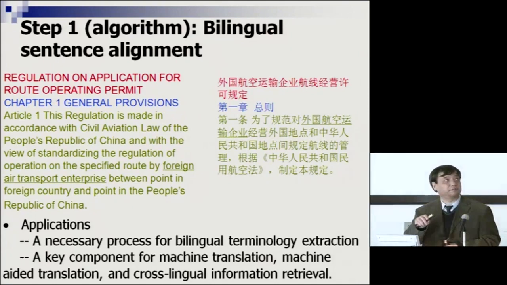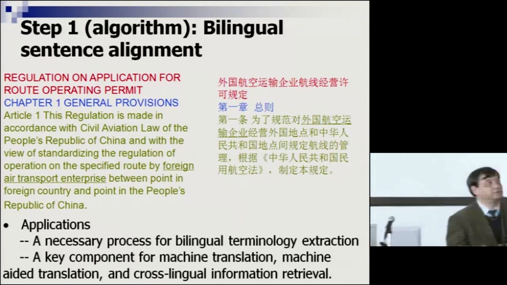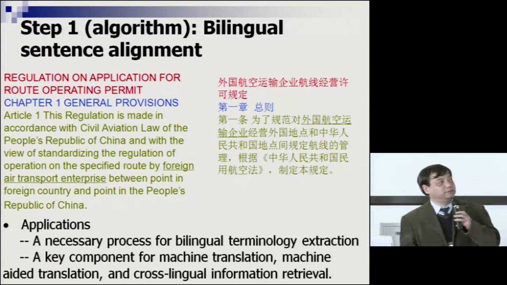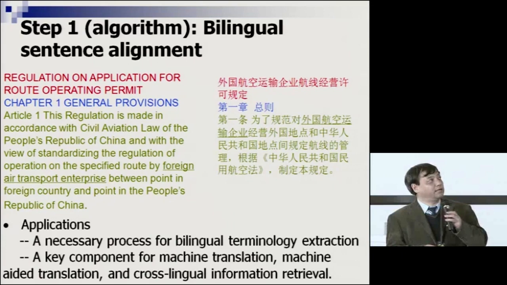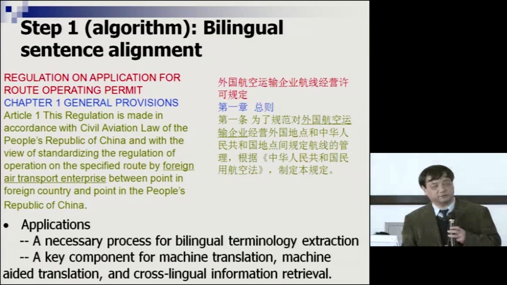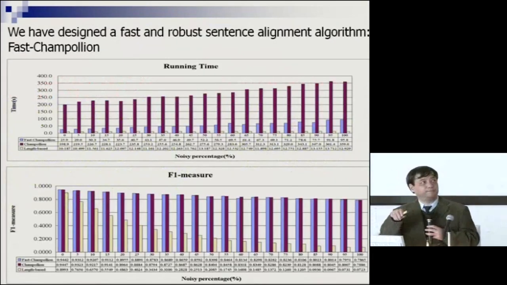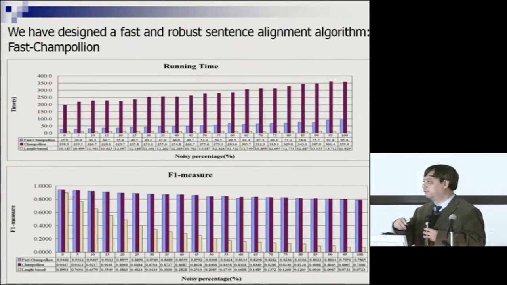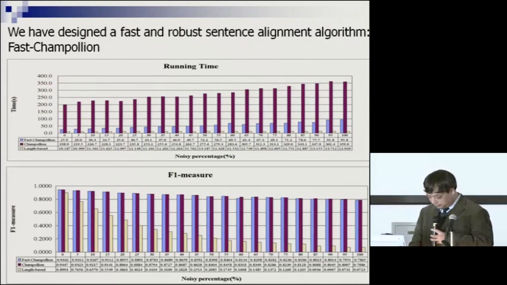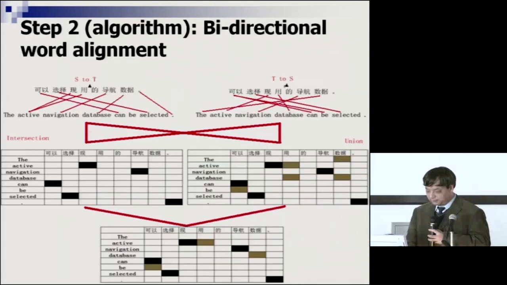Okay, so this is the algorithm. Step one: we do sentence alignment first. This is an article, so we need to design an algorithm that can align sentences one by one, so this sentence to this sentence, and this sentence to this sentence. We have developed an algorithm that can perform sentence alignment with very high accuracy, and it is very robust.